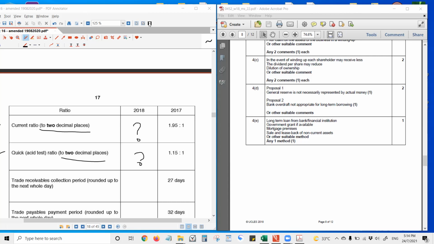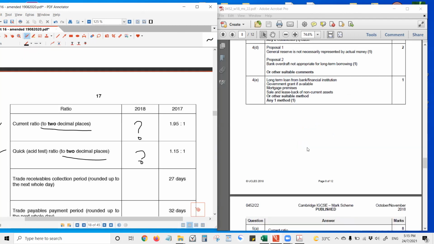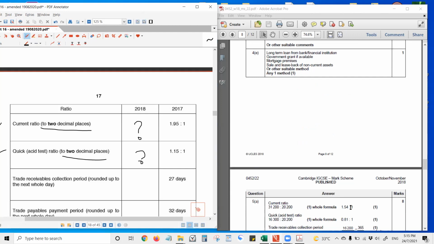Amanda, you managed to get the numbers? Yeah. Okay, you tell me the numbers. 1.54 to 1 and then 0.81 to 1. Okay, so I show you the answers here. Okay, correct, good. 1.54 to 1, 0.81 to 1.